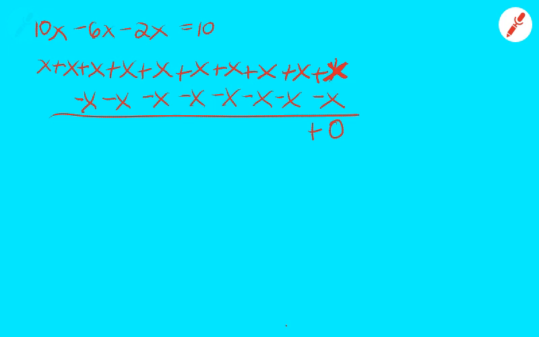All right, now x minus x is 0. x minus x is 0. x minus x is 0. And bring down the other two x's.